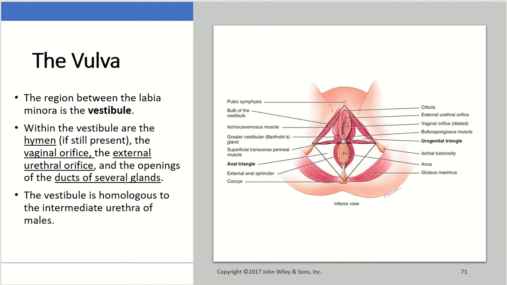So the next part of the vulva is the region that's between the labia minora. This is called the vestibule. So if you've ever been to church and they say, we'll have coffee and refreshments in the vestibule after Mass, this basically means the lobby. So this is like the lobby of the vulva. Within the vestibule, we're going to have the hymen, if it's still present, as well as the vaginal orifice, the external urethral orifice, and the openings of the ducts of several different glands. The vestibule is going to be homologous with the intermediate urethra that we see in males.